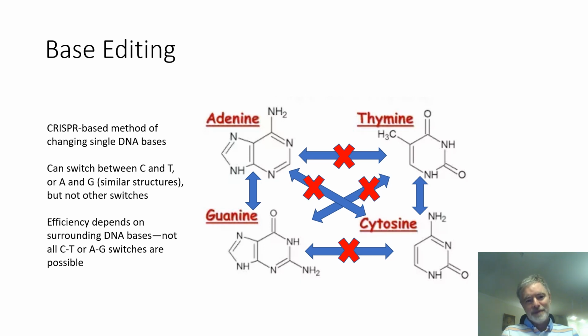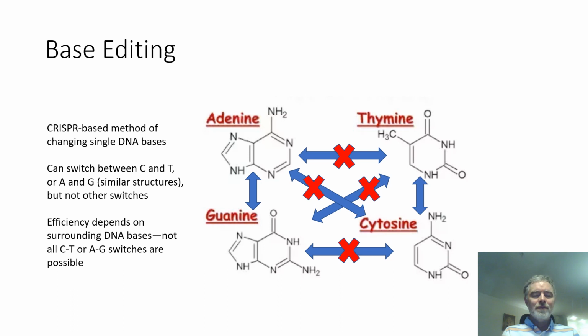Okay, so the third thing I'm going to talk about is what's called base editing. There are four DNA bases, abbreviated A, G, C, and T. In this case, I've written out the full names of them. You'll notice that the chemical structures of A and G are kind of similar to each other. They both have two rings. And the chemical structures of C and T are similar to each other. They both have one ring. A is always paired with a T and G is always paired with a C.